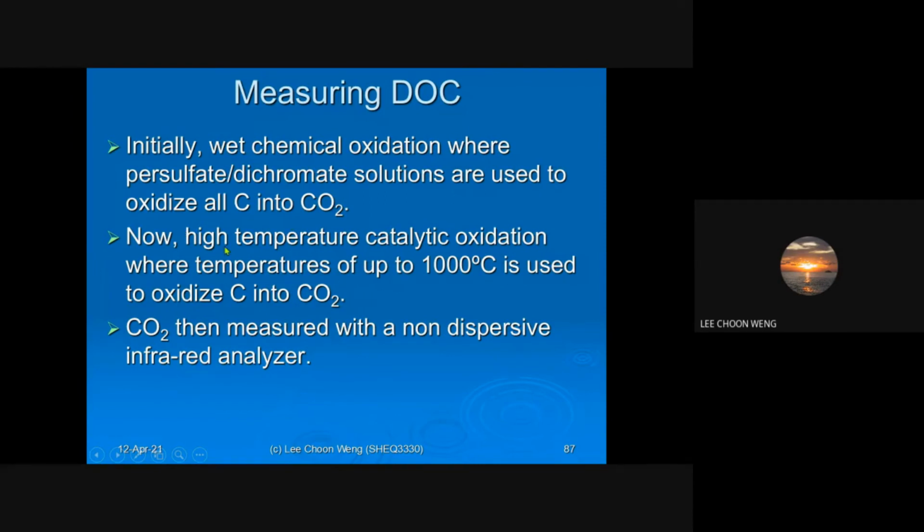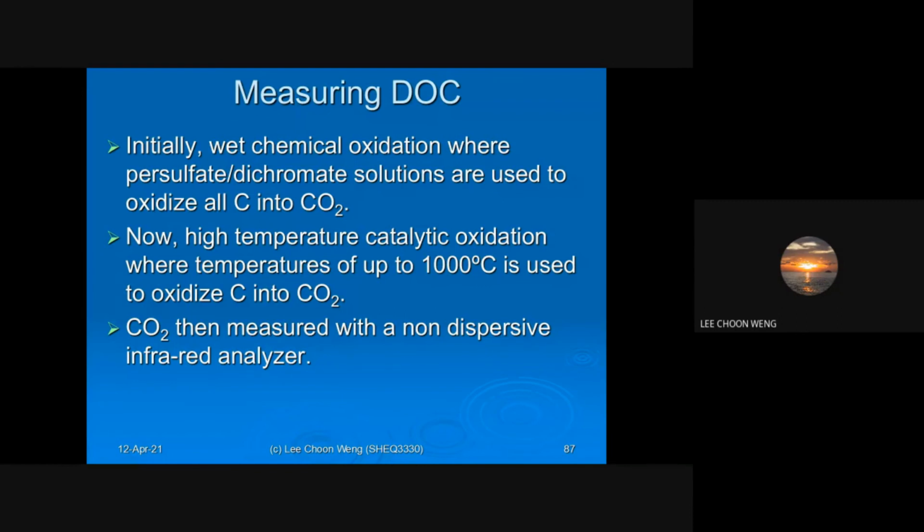And later, a new approach, high temperature catalytic oxidation, was proposed, where the water is heated up to 1000 degrees Celsius to oxidize any carbon into CO2. So this is the high temperature catalytic oxidation, first commercialized by Shimadzu, in Japan.